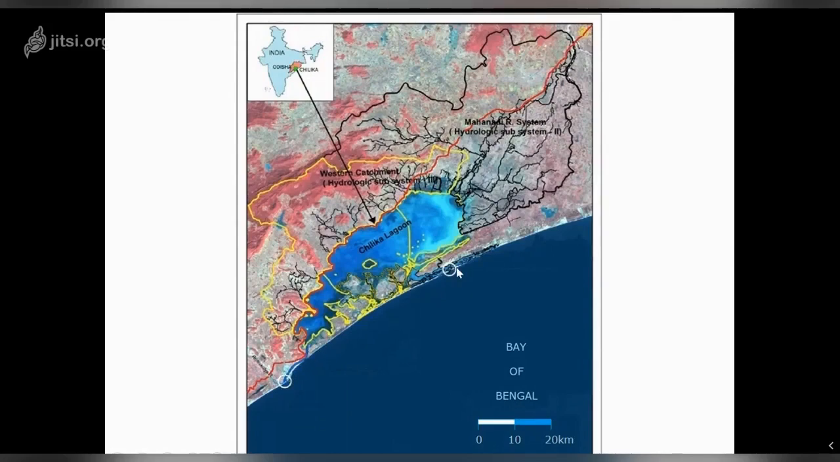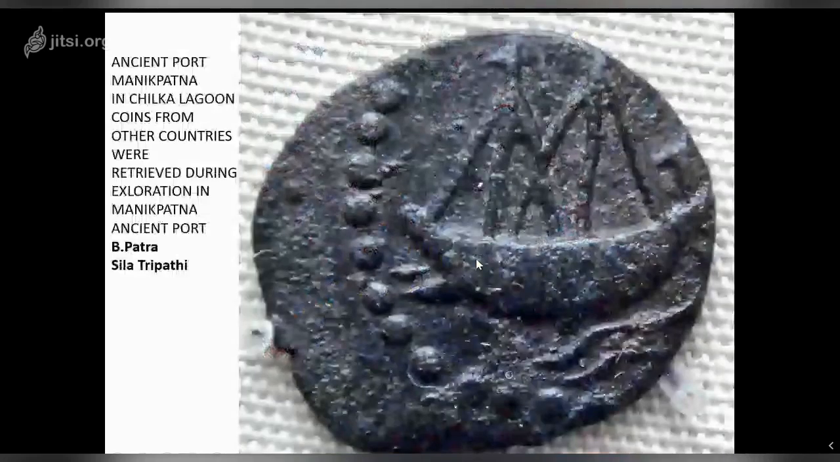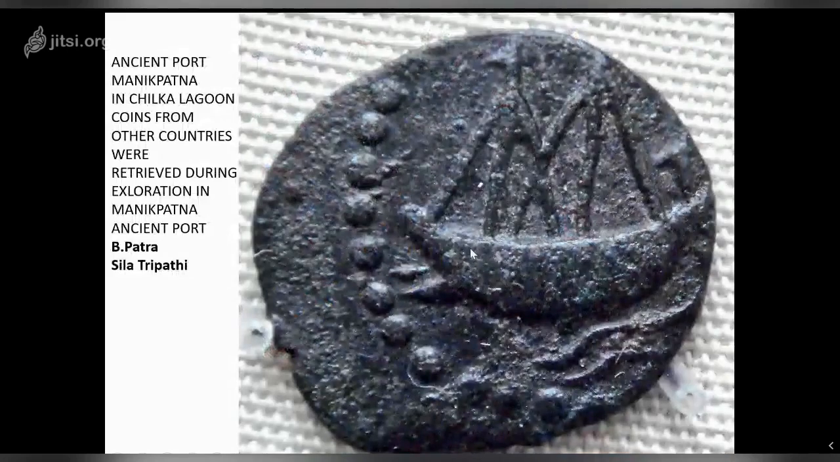But even Manikpatna had international commercial relations with Southeast Asian countries, Indonesia particularly, Sri Lanka, and even China. There are excavations here in Manikpatna. The archaeologists have been able to discover a lot of potteries and also other wares which they used to import. And there are also coins from different countries that have been discovered. This is one of the coins. Ancient port Manikpatna.